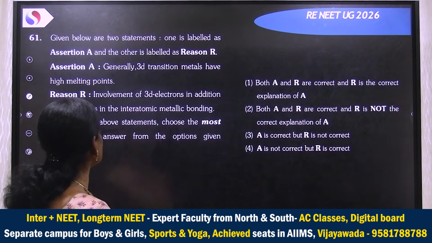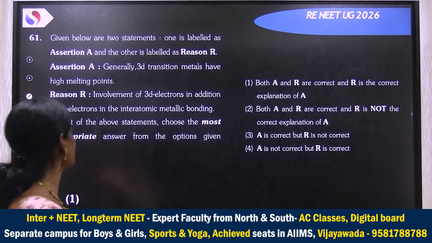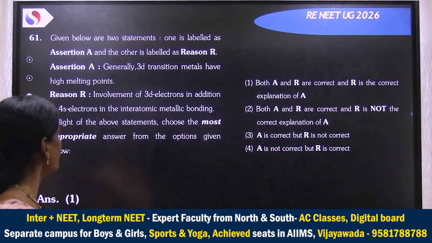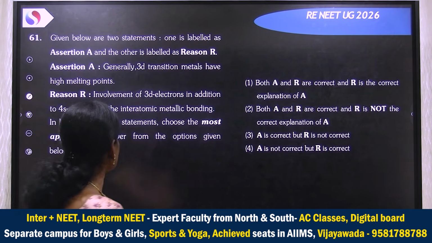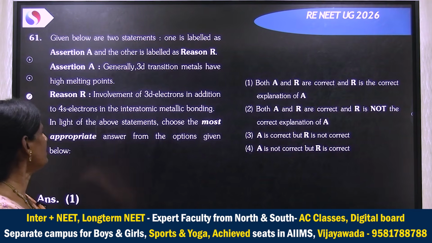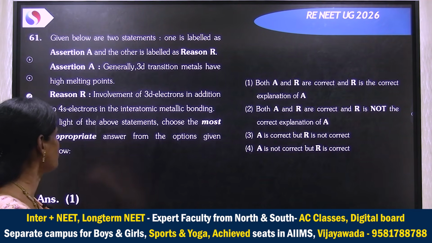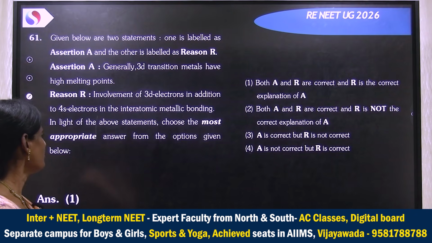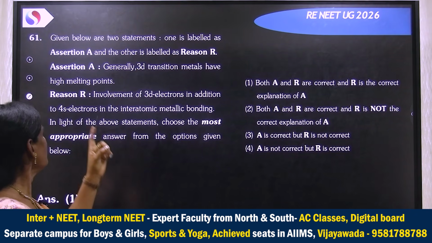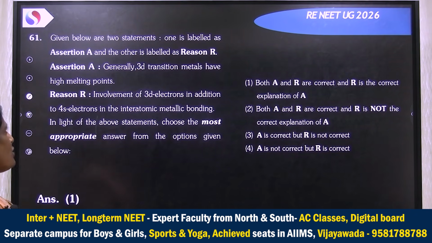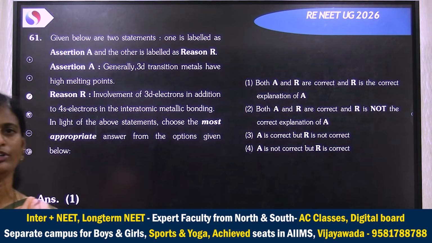Generally 3d transition metals have high melting points. Reason: involvement of 3d electrons in addition to 4s electrons in the interatomic metallic bonding. In light of the above statements, choose the most appropriate answer from the options given below. So generally 3d transition metals have high melting points.